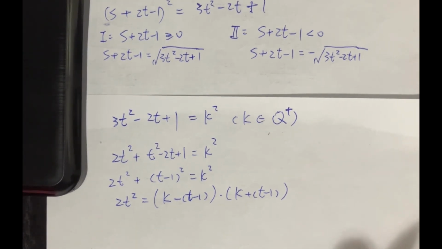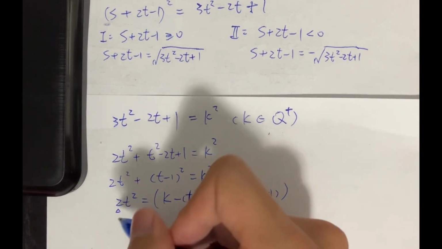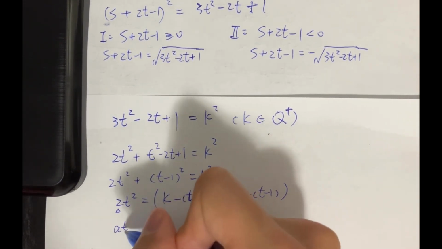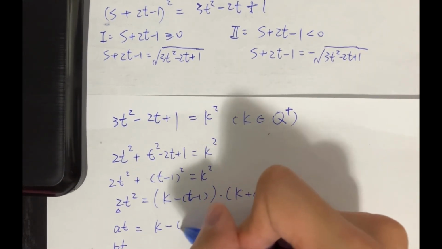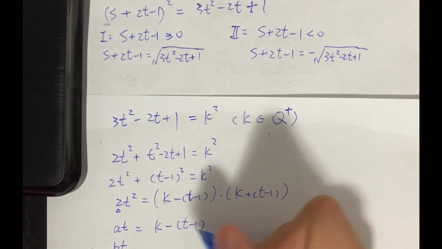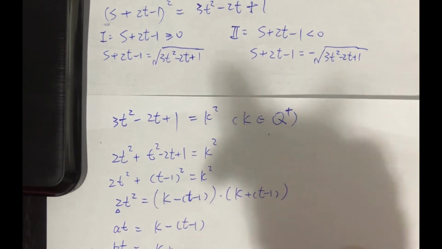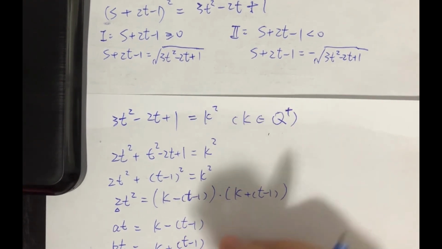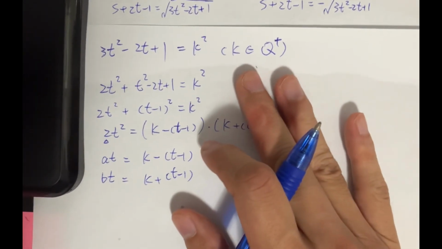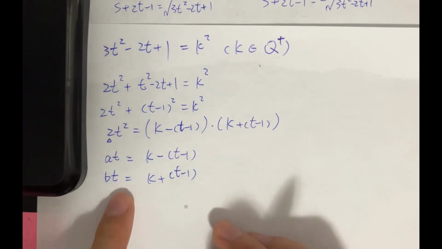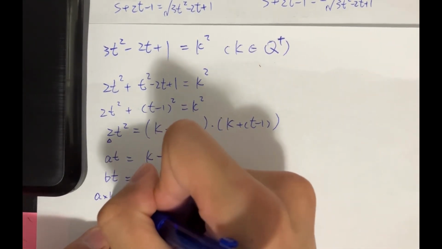Everything actually has to do with the coefficient here, the coefficient 2. I mean, I can split this into 2 parts. 2t squared is a t times b t. And at, I can just suppose that it is k minus t. So the first bracket is just a t, and the second bracket is just b t, all right? This actually is my construction. This is my creation. And of course, if this is the case, then a times b has to be 2.